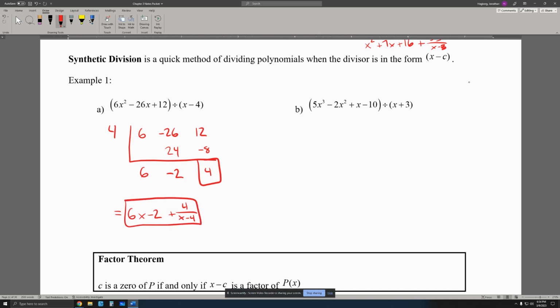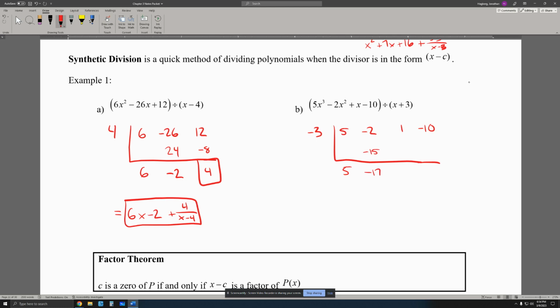All right, we'll try another. So here we have our factor, or our root, x equals negative 3. And then we'll write our coefficients in decreasing order. So we have 5, negative 2, 1, and negative 10. So we start by bringing down 5. We multiply by negative 3. We get negative 15. Adding to negative 2, we get negative 17.